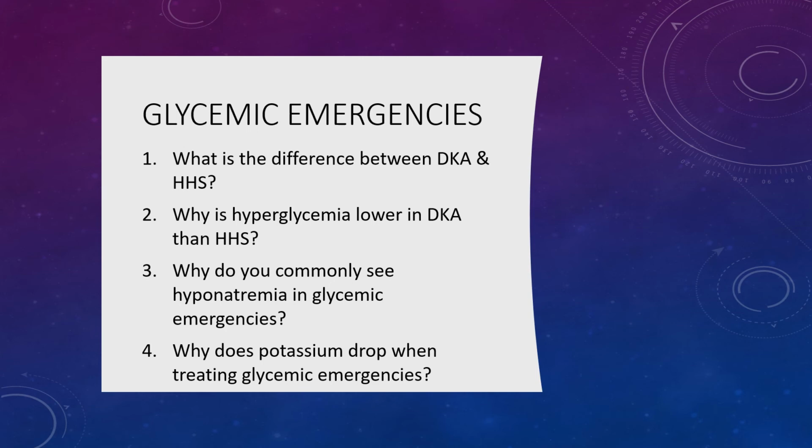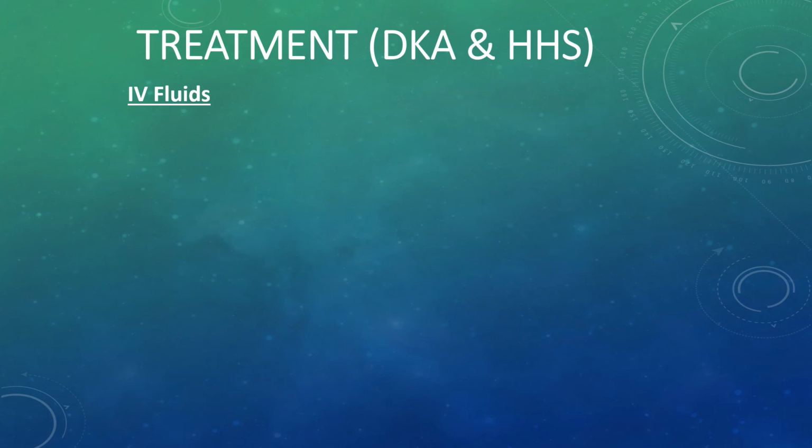Potassium drops during insulin treatment because correction of acidosis causes excess hydrogen that is built up intracellularly to be exchanged for potassium. Also, insulin directly stimulates potassium uptake by the cells. As far as the treatment of glycemic emergencies goes, it's important to understand IV fluids.